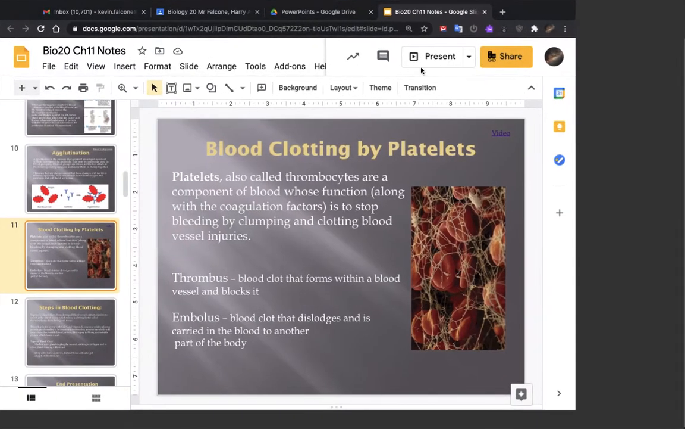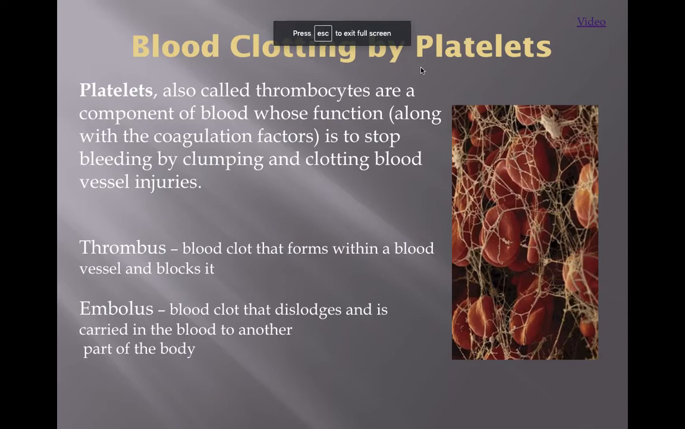All right, let's continue on with lesson 1 in chapter 11. We'll talk about blood clotting.